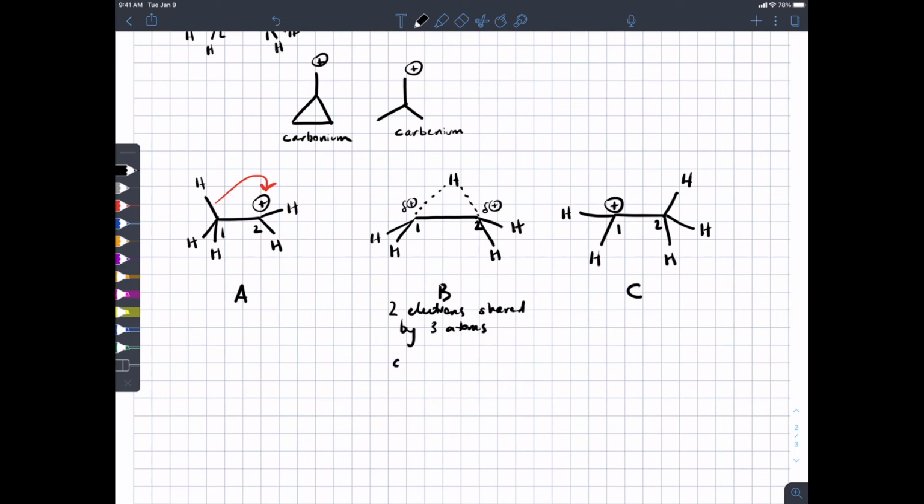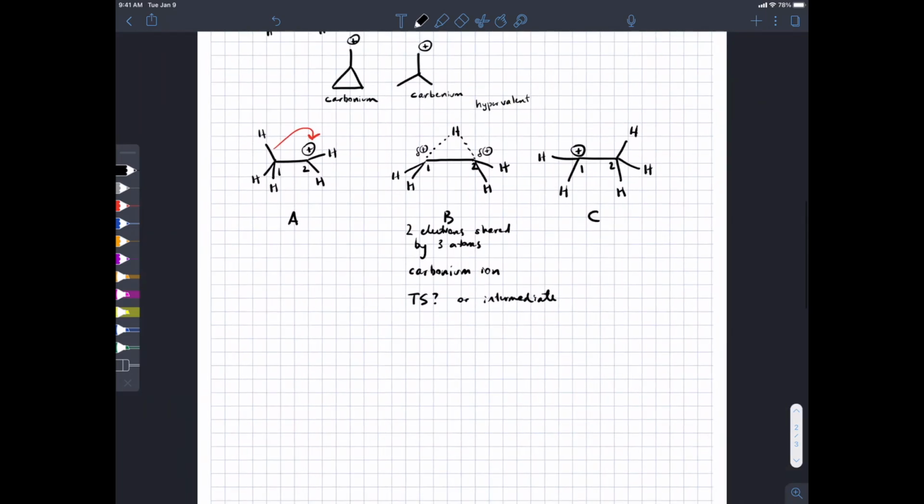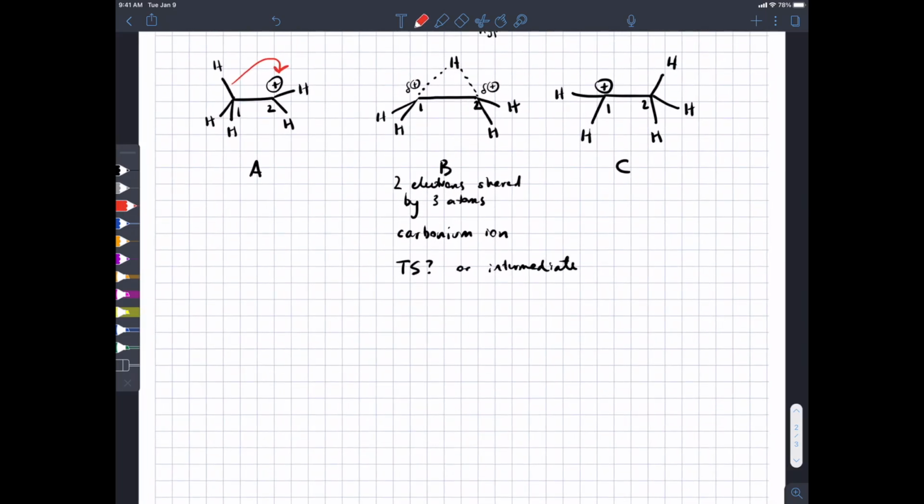This would be another example of a carbonium ion, because you've got a hypervalent hydrogen. It's bonded to more things than it should be. All right, so is it a transition state or an intermediate? When we ask that question, we're basically asking whether the energy diagram looks like any one of these options.